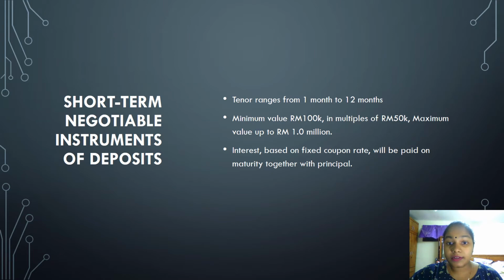It has a tenor ranging from 1 month to 12 months. Minimum value RM100k in multiples of 50k. Maximum value up to RM1.0 million. Next, interest based on a fixed coupon rate will be paid on maturity together with the principal.